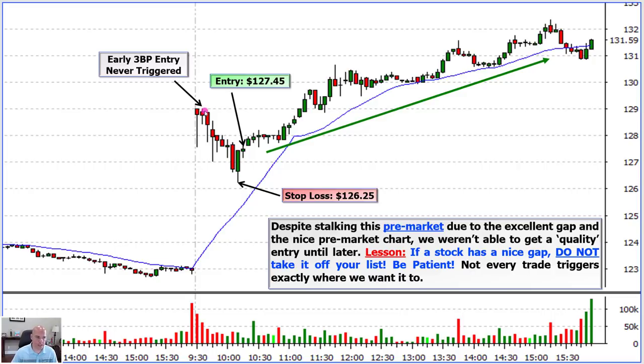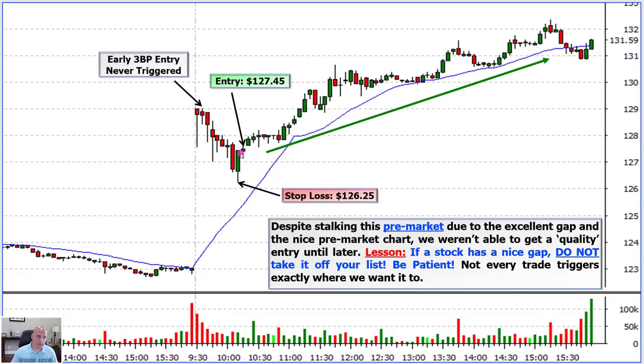Don't take it off your watch list. Keep it on your watch list. If it has a nice gap, it has a nice gap. So not every single trade triggers exactly where we want it to. I wanted this to trigger at 129. That was where the pre-market was. It gave a beautiful three-bar play, but it just never triggered there.